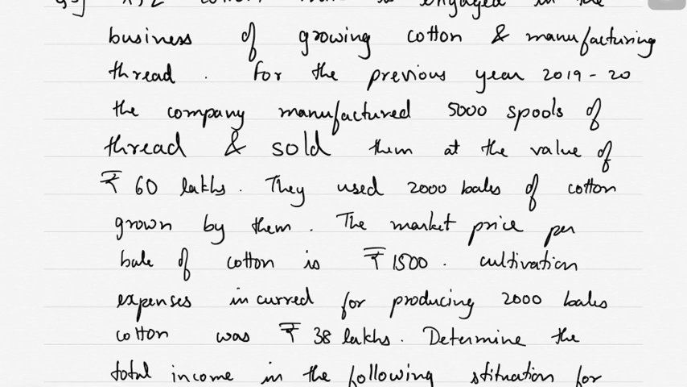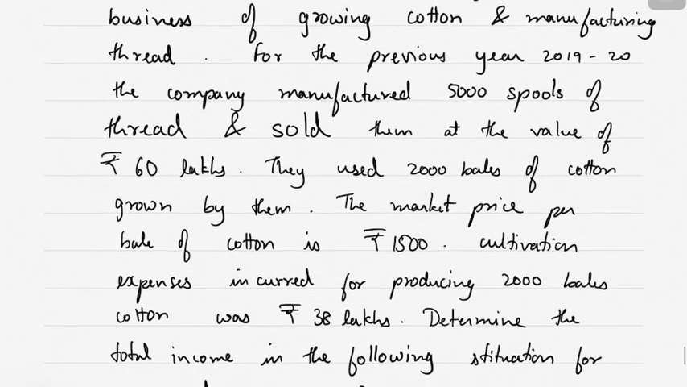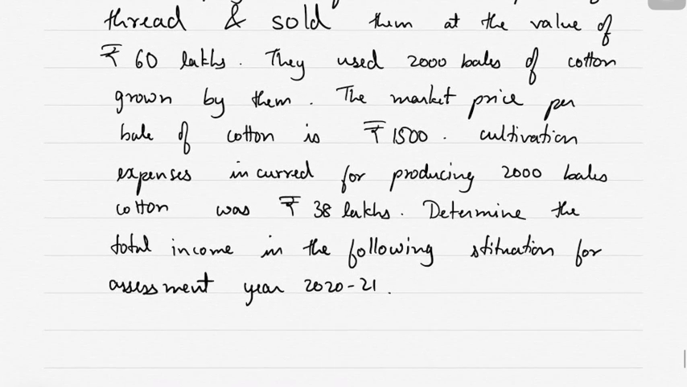XYZ Cotton Mills is engaged in a business of growing cotton and manufacturing thread. For the previous year 2019-20, the company manufactured 5,000 spools of thread and sold them at a value of 60 lakhs. They used 22,000 bales of cotton grown by them. The market price per bale of cotton is rupees 1,500. Cultivation expenses incurred for producing 2,000 bales of cotton was rupees 38 lakh. Determine the total income for the assessment year 2020-21.